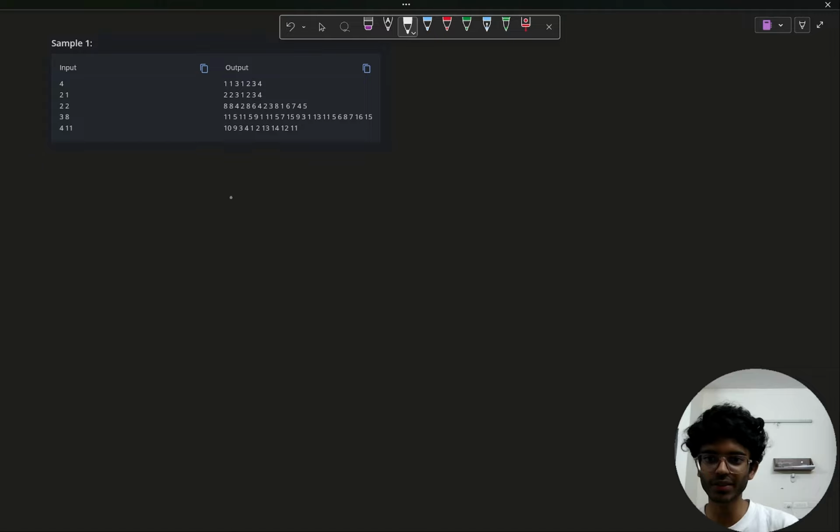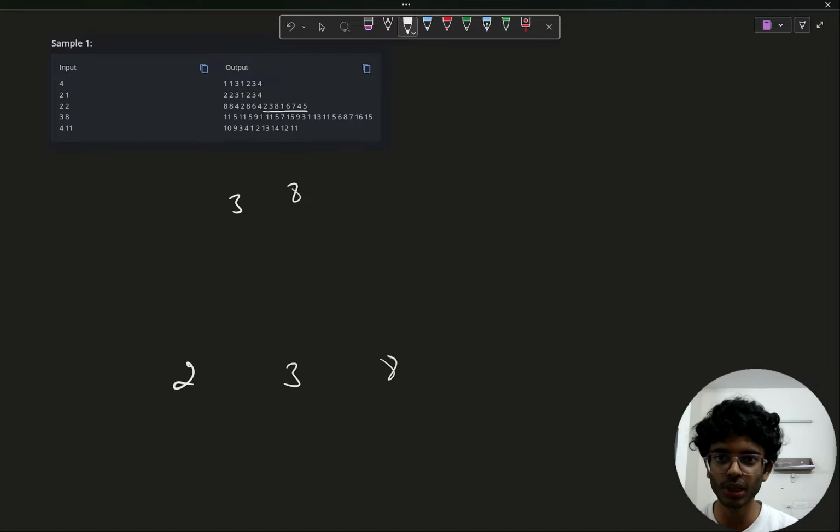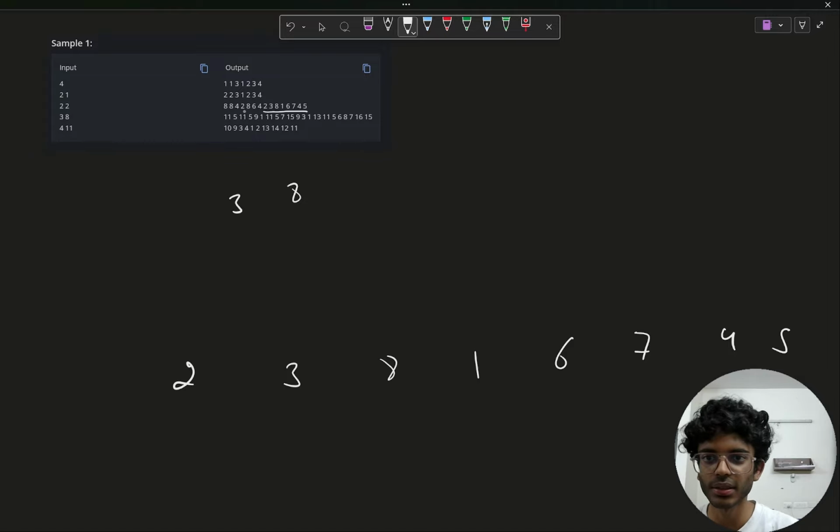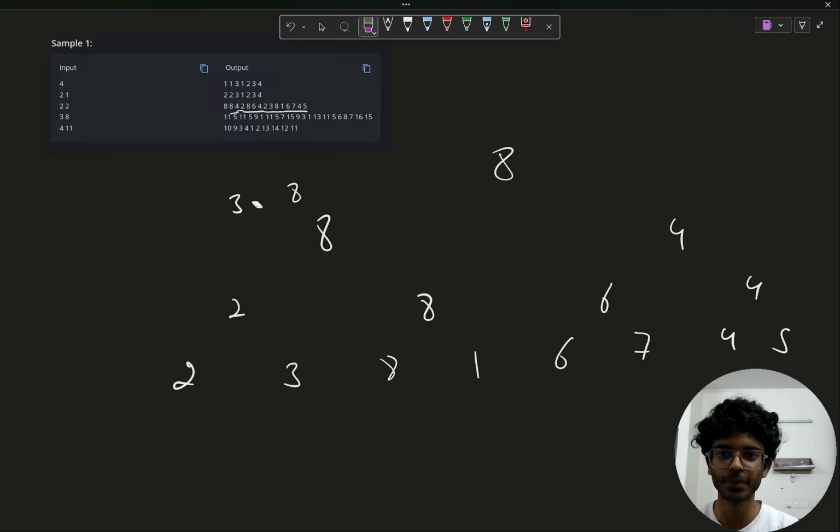In the third input, we have 3, 8, and we are printing, I guess, in the bottom level, 2, 3, 8, 1, 6, 7, 4, 5. Then there is 2, 8, 6, 4, then 4, then 8, 4, and the final winner is 8.